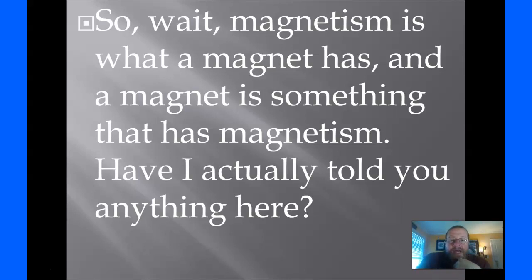Magnetism is what a magnet has, and a magnet is something that has magnetism. Have I actually told you anything here? No, I have not. This is a very circular logic type reasoning thing. Magnets have magnetism, and magnetism is what magnets have. They're kind of defining each other without telling you anything about them. There's a reason for that, though.